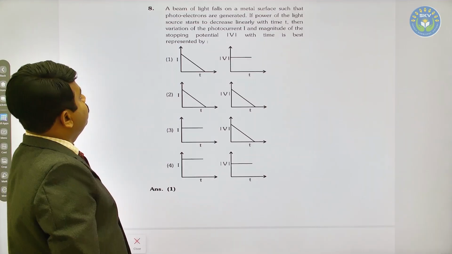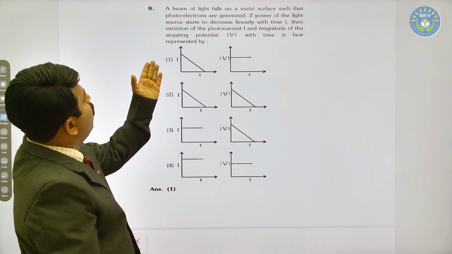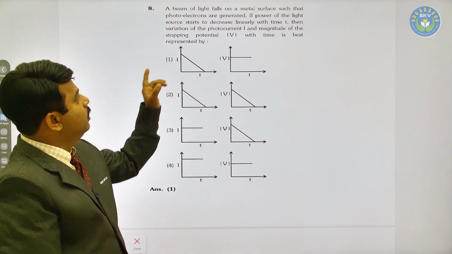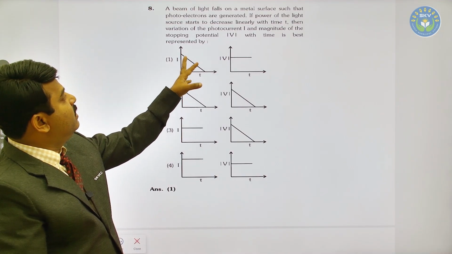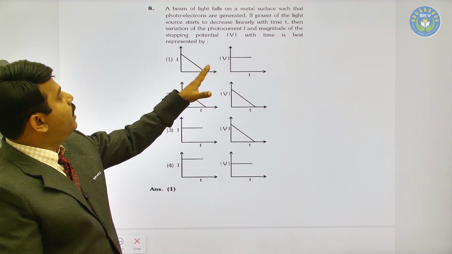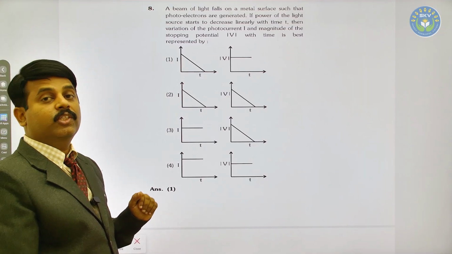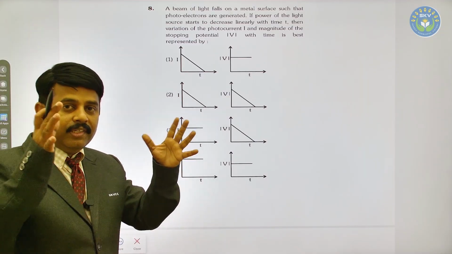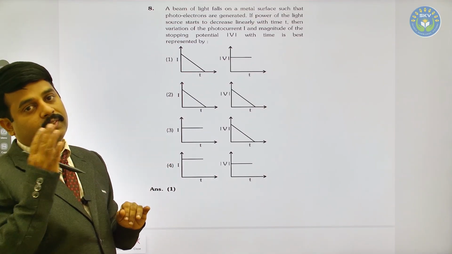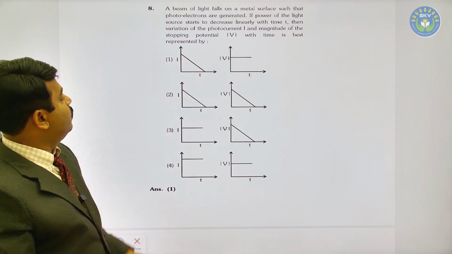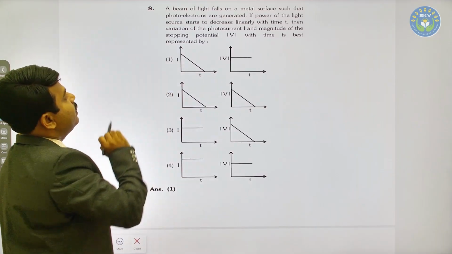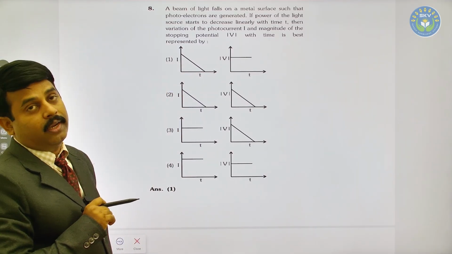Right. Question number 8 is, a beam of light falls on a metal surface such that photoelectrons are generated. If the power of the light source starts to decrease linearly with time, then the variation of the photocurrent I and the magnitude of the stopping potential with respect to time is represented by. See, light is falling and photoelectrons are emitting, then there is a photocurrent, there is a stopping potential, right? That variation with time is what is asked, but it is given that the power of the light source decreases linearly with time. What is power?